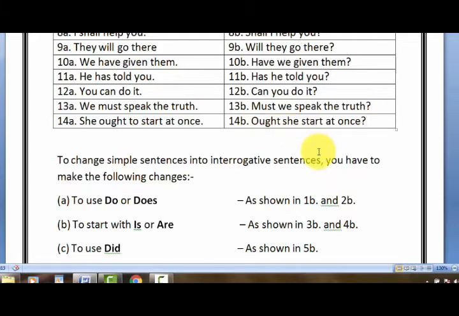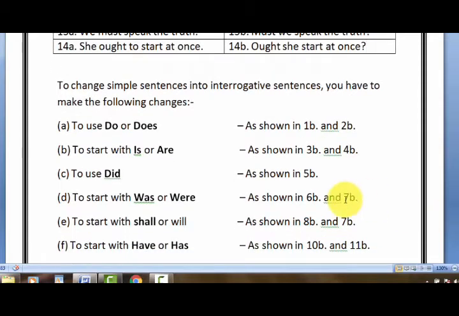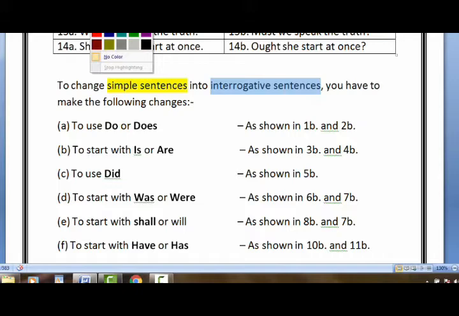And now here briefly, I have written a very brief note that reminds you how I have done this. To change a simple sentence into an interrogative sentence, you have to make the following changes.